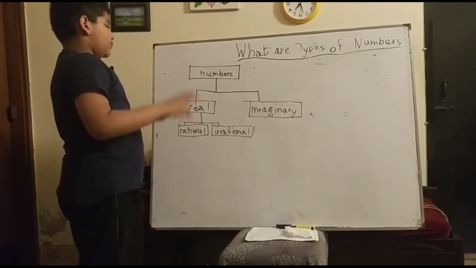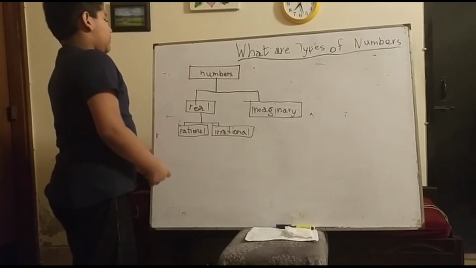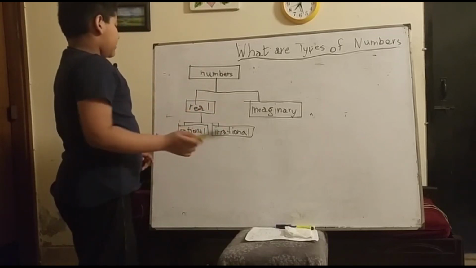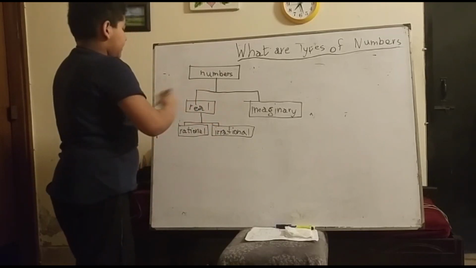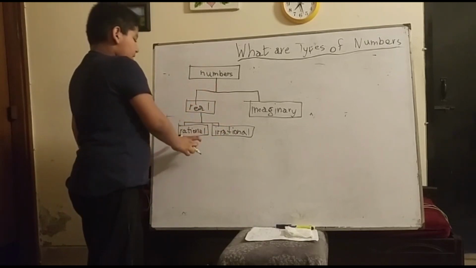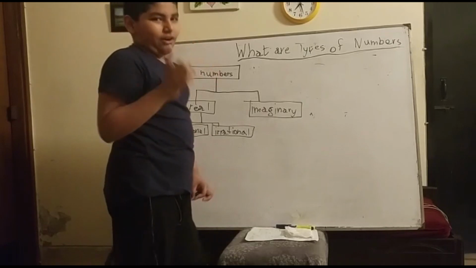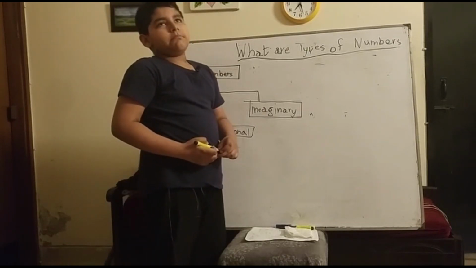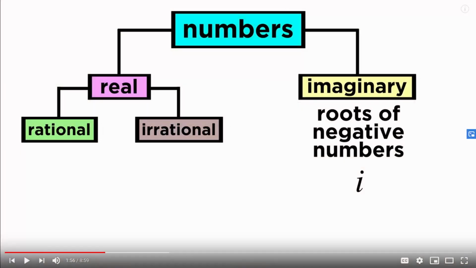The next two types of numbers, or subdivisions, or subtypes, whatever you like to call it, will be within the real part, and you must have heard of them before if you've studied a lot of math before. Rational and irrational numbers.